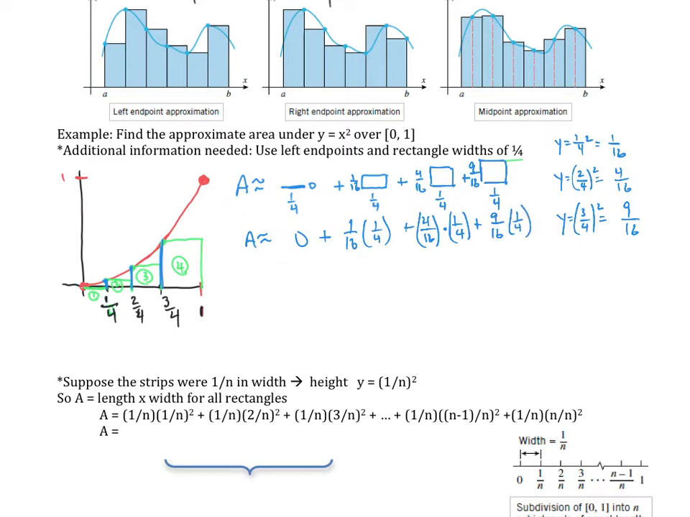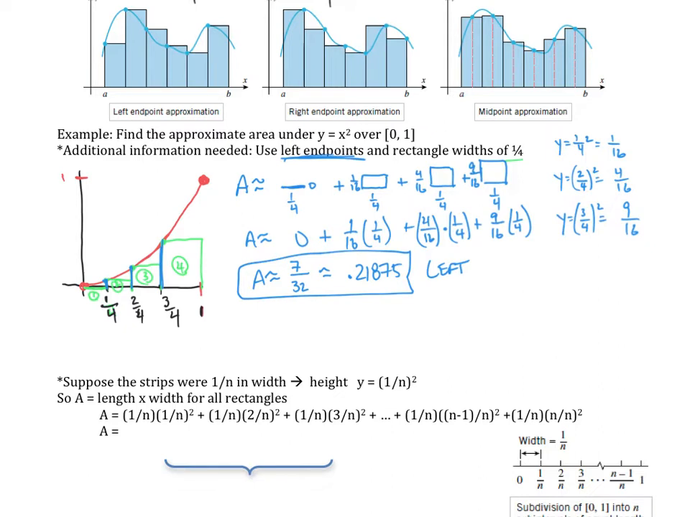Now some of you see a pattern here. Oh, can't you just take the 1/4 out of each of them and put it out in front? Yes, when we develop our formula, we will. So the area, adding all these up, will be approximately 7/32, which is approximately 0.21875.